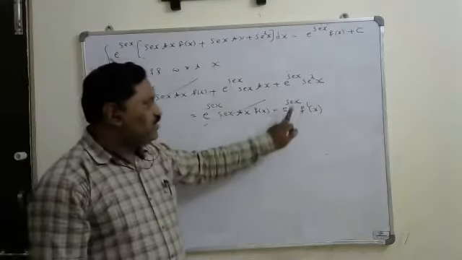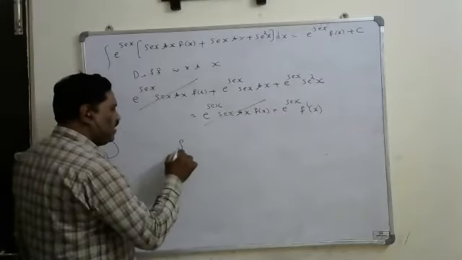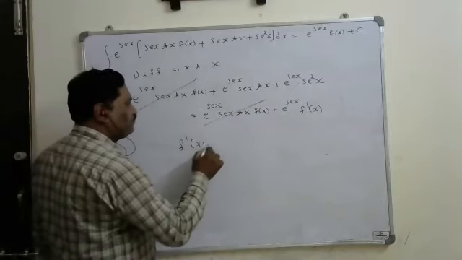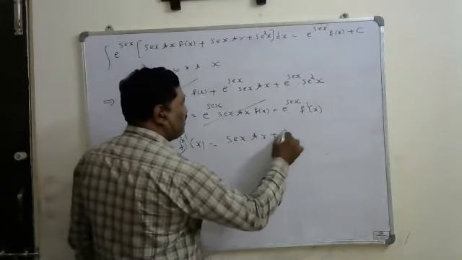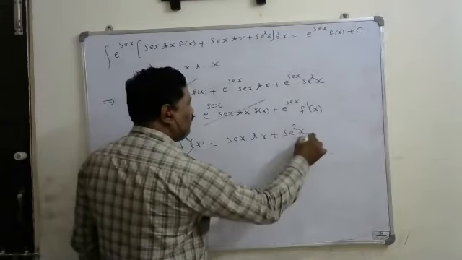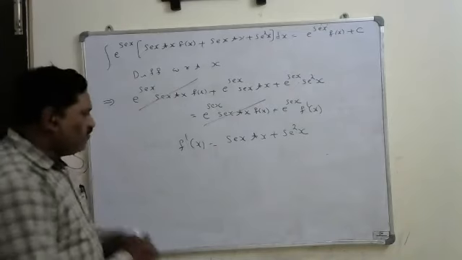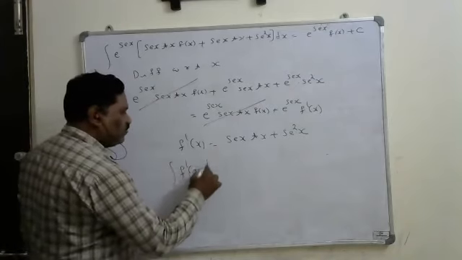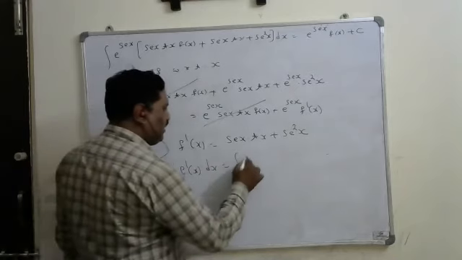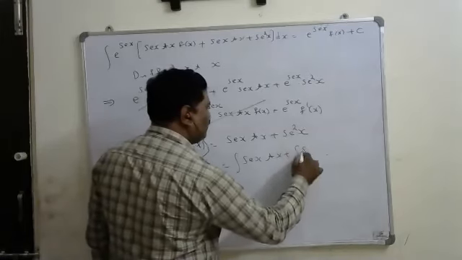From the remaining terms, I can divide by e power secant x. Then we are getting f dash x is equal to secant x into tan x plus secant square x. This is remaining. So f dash x is this much. Now integrate it on both sides. If we integrate on both sides, then it is integral secant x into tan x plus integral secant square x, we will get it.